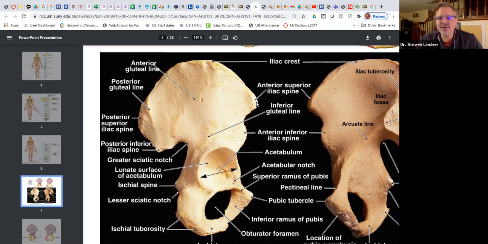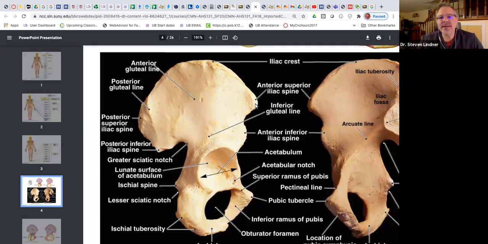So anterior superior iliac spine. I will abbreviate when I talk about it. I usually say the ASIS. You cannot abbreviate on your exams. You have to write out the entire thing. So ASIS, anterior superior iliac spine, PSIS, posterior superior iliac spine.